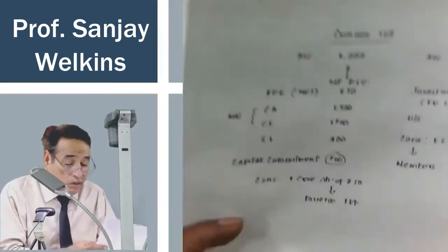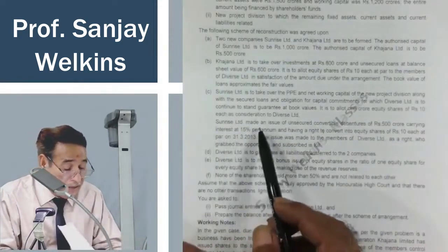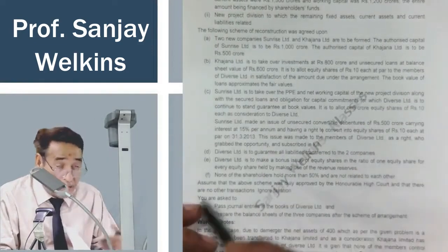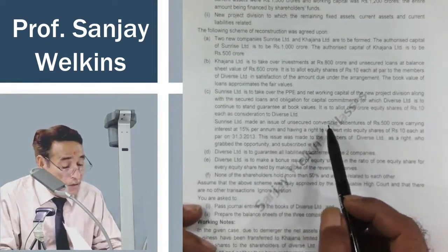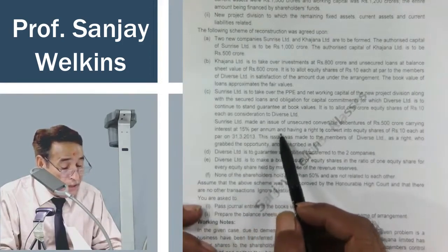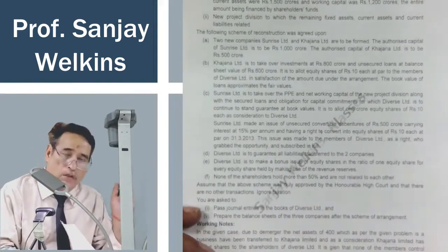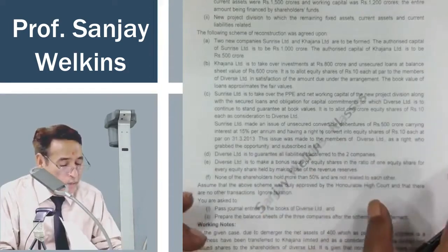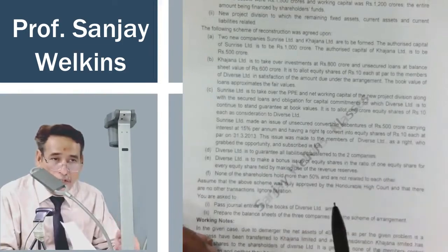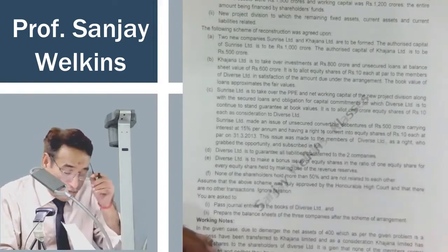Correct? So this is the point. Further, it is also given, and that's a very strong line, Sunrise Limited made an issue of unsecured convertible debentures of 500 crores, carrying interest at 15% per annum and having a right to convert into equity shares of 10 each at par on 31st March 2021. Simply put, they are offering unsecured convertible debentures of 500 crore at an interest rate of 15%. But the important point is that these debentures are convertible into equity shares of 10 each.